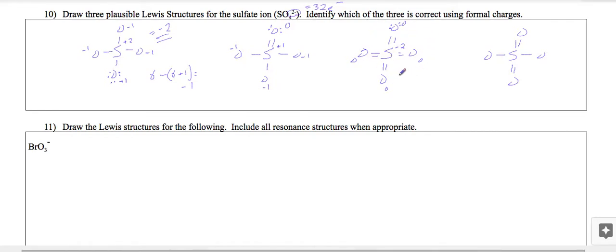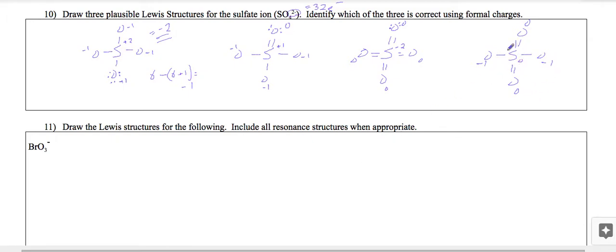But here's a key point. If we minimize formal charges as much as possible, we want to make sure that any negatives go on to the more electronegative element, which is oxygen, not sulfur. Which brings us to the last one. Formal charge of 0 here, formal charge of 0 here, -1, -1, and a formal charge of 0 in the center.